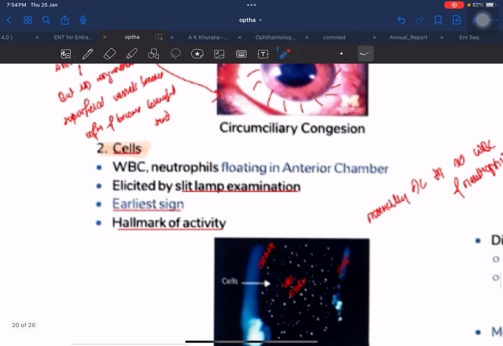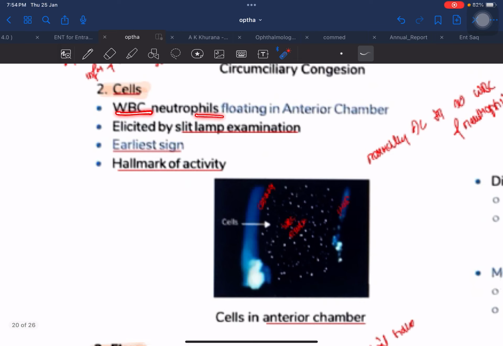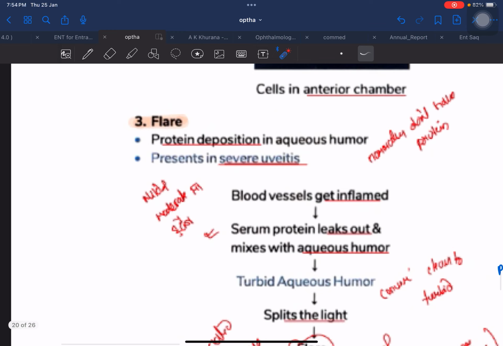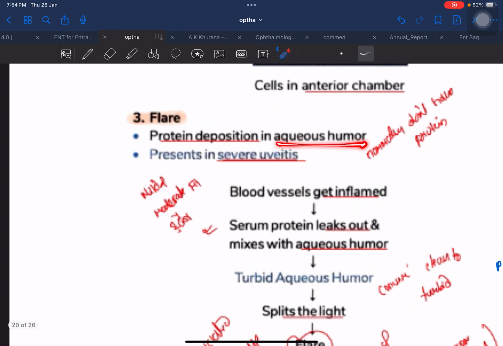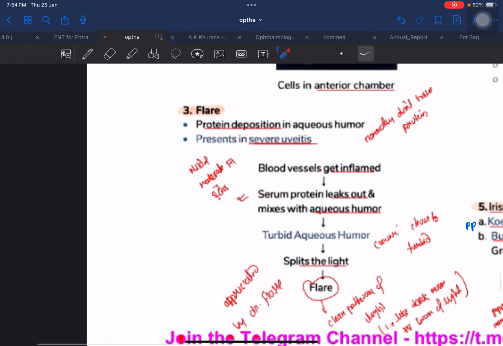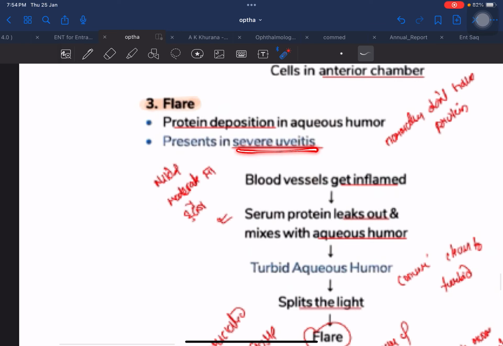Conjunctival congestion occurs in superficial vessels. Talking about cells, these are WBCs and neutrophils floating in the anterior chamber. This is the earliest sign and hallmark of activity. And talking about flare, this is protein deposition in the aqueous humor, present in severe uveitis.